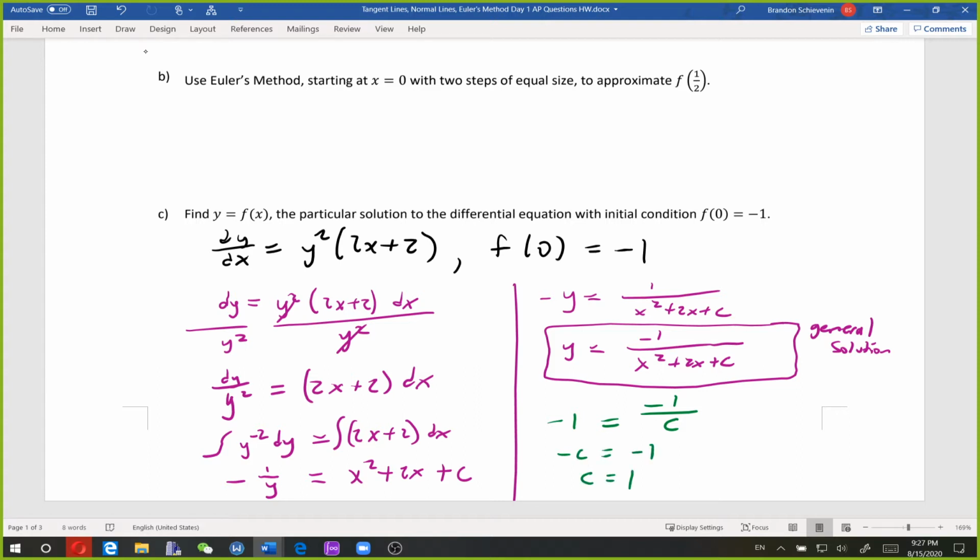Awesome. So the last step would be I need to plug that c back into our original problem, and I'll get our particular solution. So if I do, that would give me y is equal to negative 1 over x squared plus 2x plus 1 is our particular solution to this differential equation with the initial condition f of 0 is negative 1.